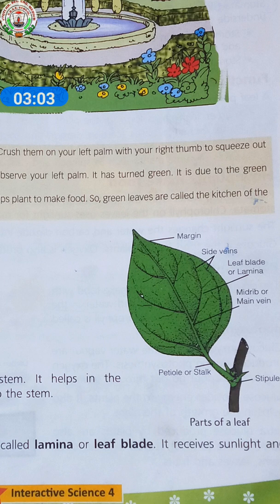Third one is midrib or main vein. The mid vein or primary vein is the main or central vein of the leaf from which arise the secondary or lateral veins, more frequently called midrib or stem of the leaf. So from this vein only arise the secondary or lateral veins.